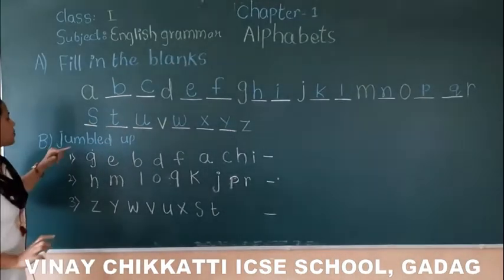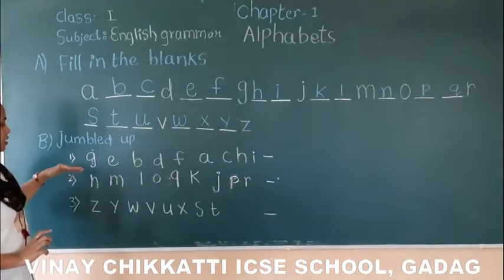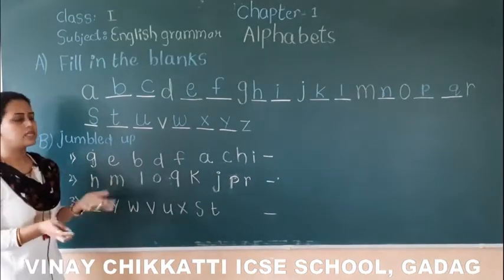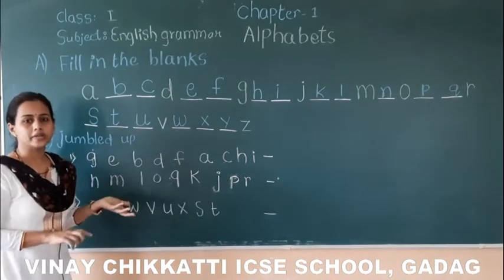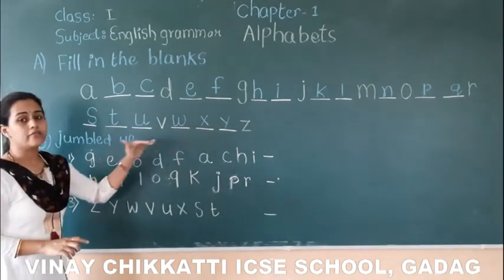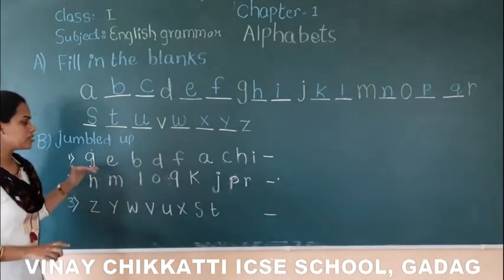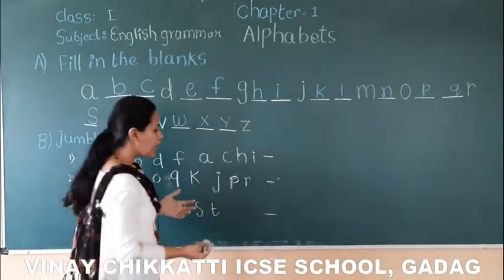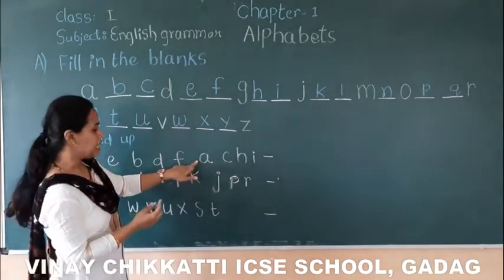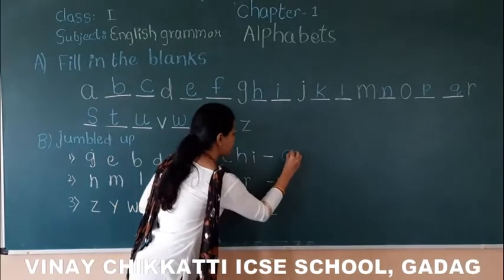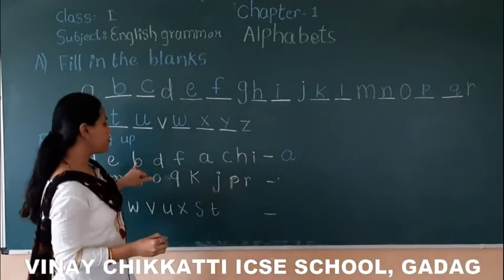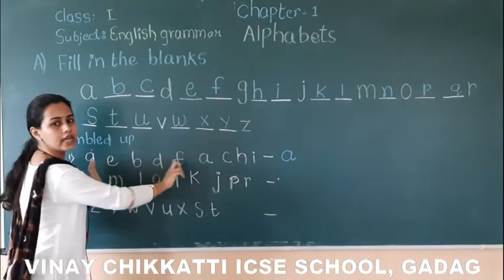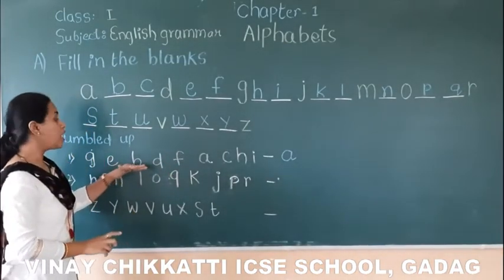Okay, next, jumbled up. So what is jumbled up? These alphabets are jumbled. They are not in order. So what do we have to do? We have to write them in order. So, which is the first letter? A. Can you find A? Yes, A. Then after A, it's B. See, it's jumbled, so it's not in order. So we have to write in order.